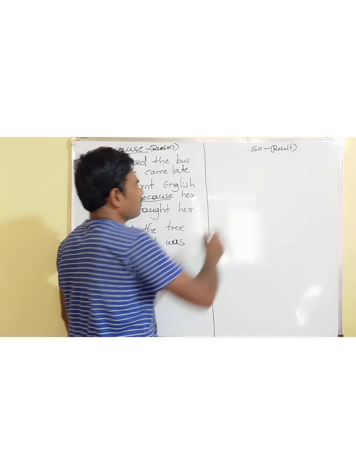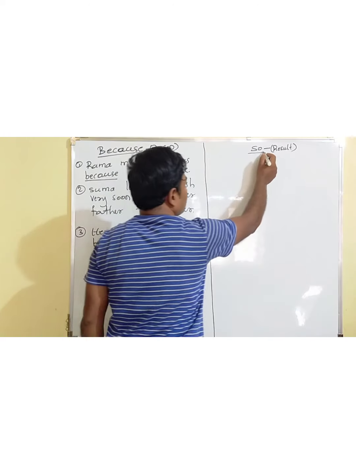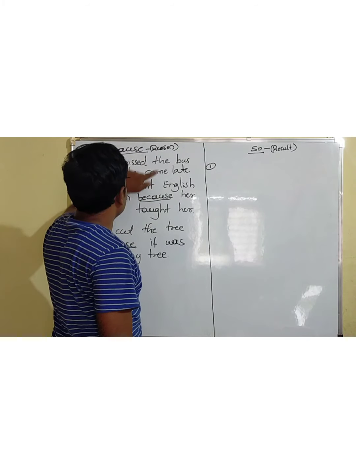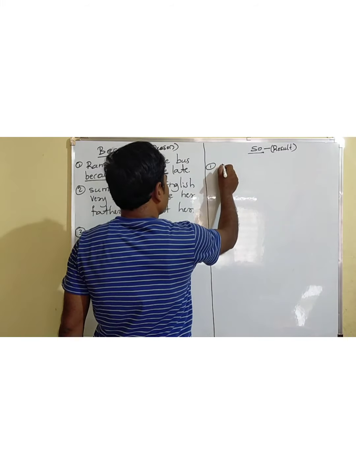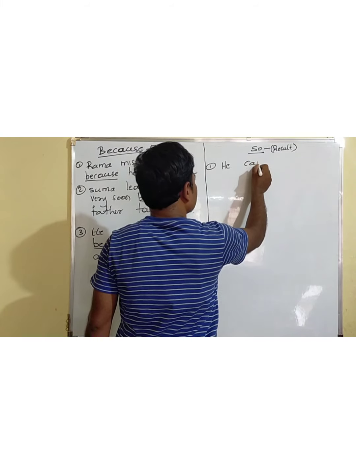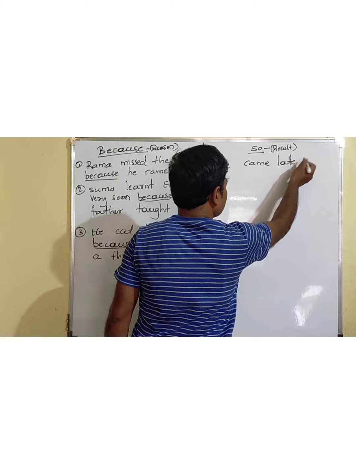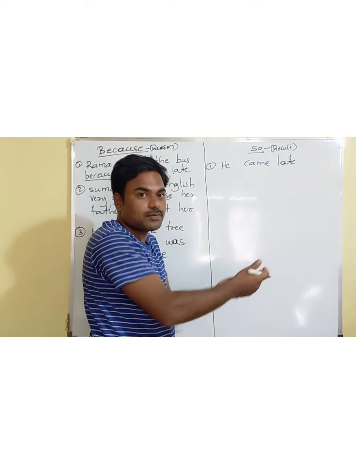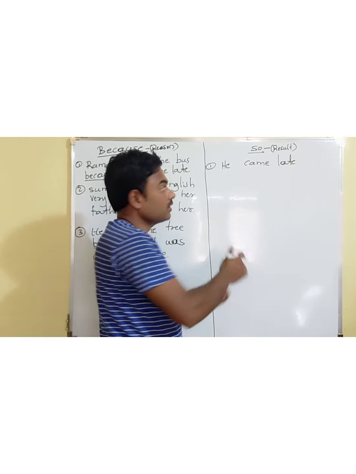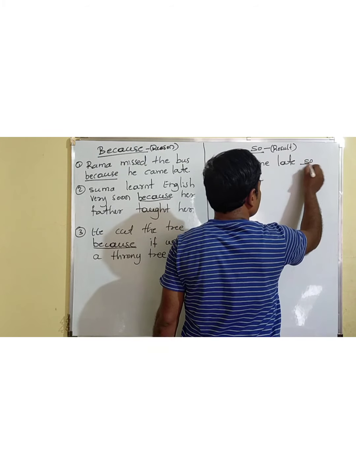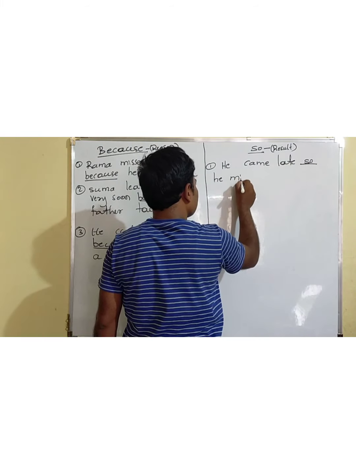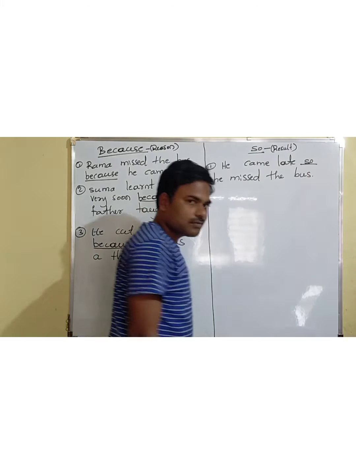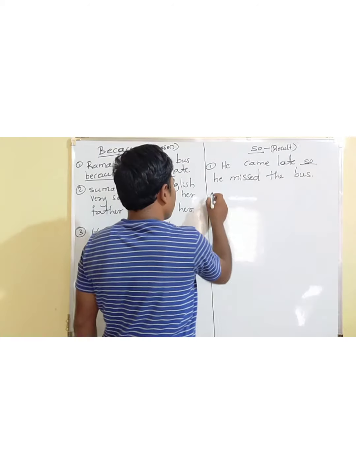So now we focus on so. Where do you use so? So denotes the result of an action. For example, Rama missed the bus because he came late. He came late. What happened after? When we ask the question, what happened after? What's the result of this action? He came late, so he missed the bus. This is the result. Another example.